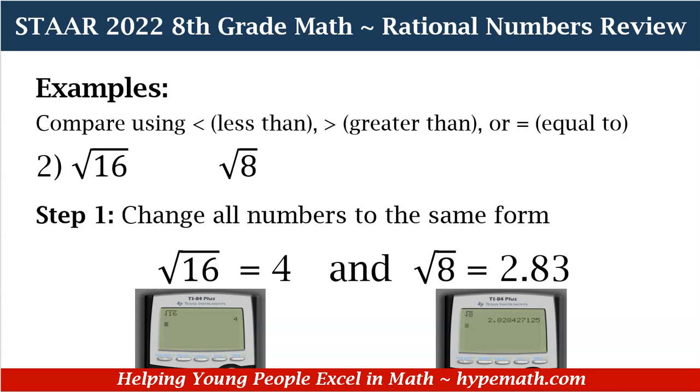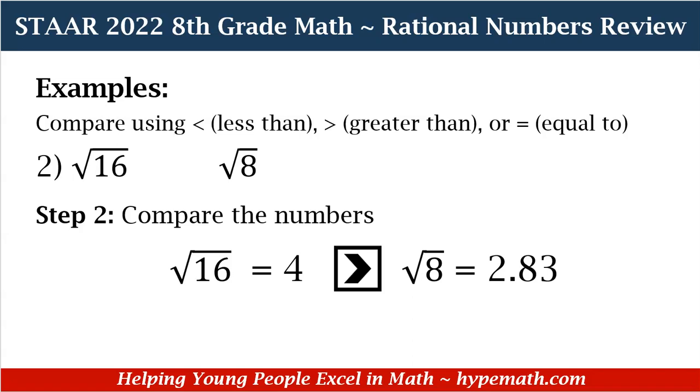So in my calculator, I'm going to put in the square root of 16, and we can see that is equal to 4, and the square root of 8 is equal to 2.83. Now that we have both numbers in the same form, the next thing I'm going to do is compare the numbers. And we see that 4 is greater than 2.83, so that means the square root of 16 is greater than the square root of 8. And remember that inequality sign, 8th graders, it always opens up to the larger number.